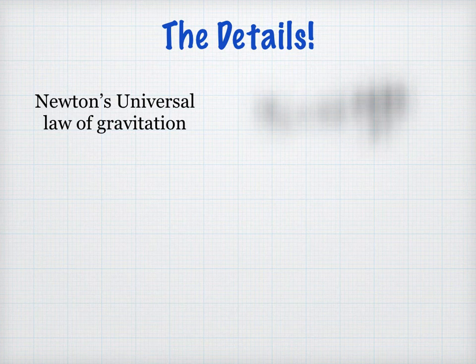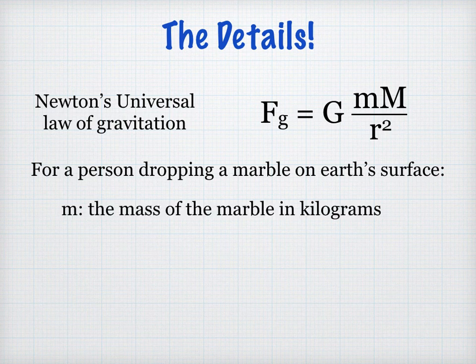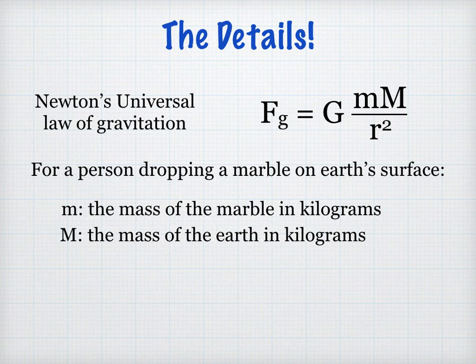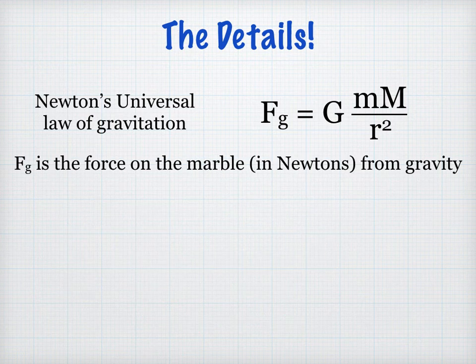So Newton's universal law of gravitation tells us the force of gravity between two objects. For a person dropping a marble on Earth's surface, we'll say little m is the mass of the marble in kilograms, big M is the mass of the Earth, r is the radius of the Earth, and G is the gravitational constant, which tells you how strong this interaction is. So this is the force on the marble due to the Earth's gravitational field.